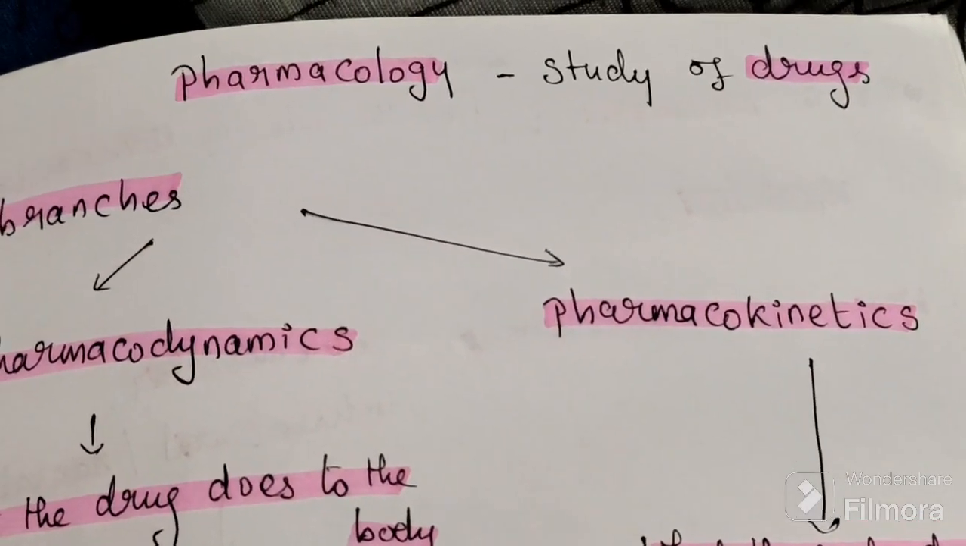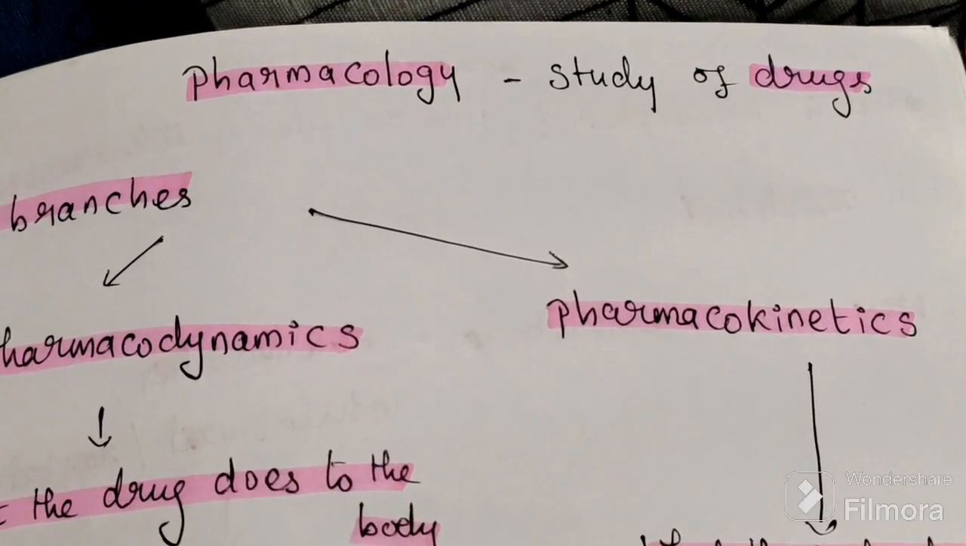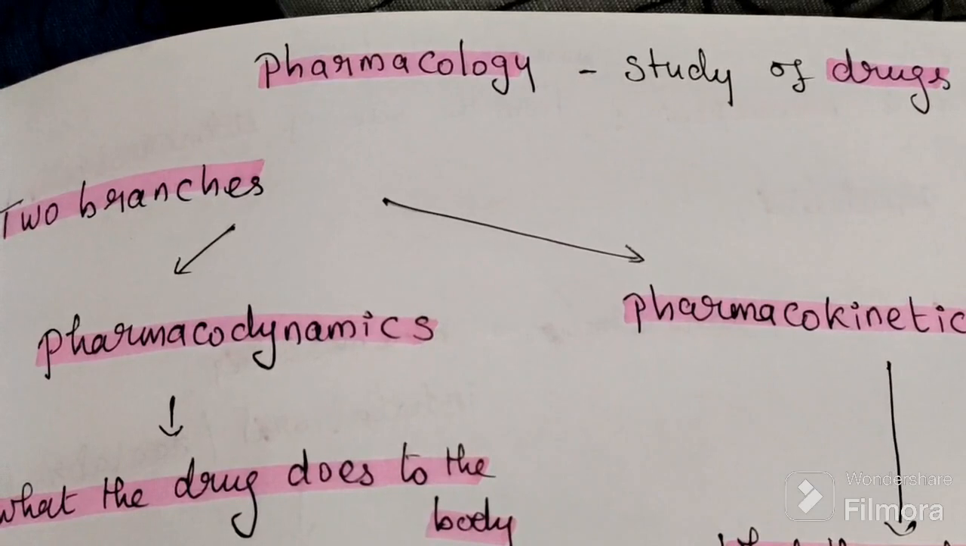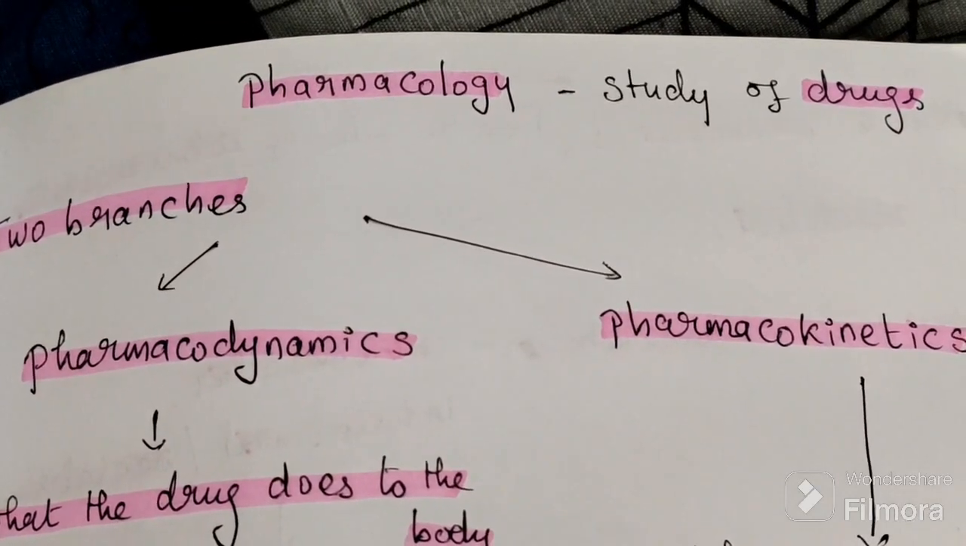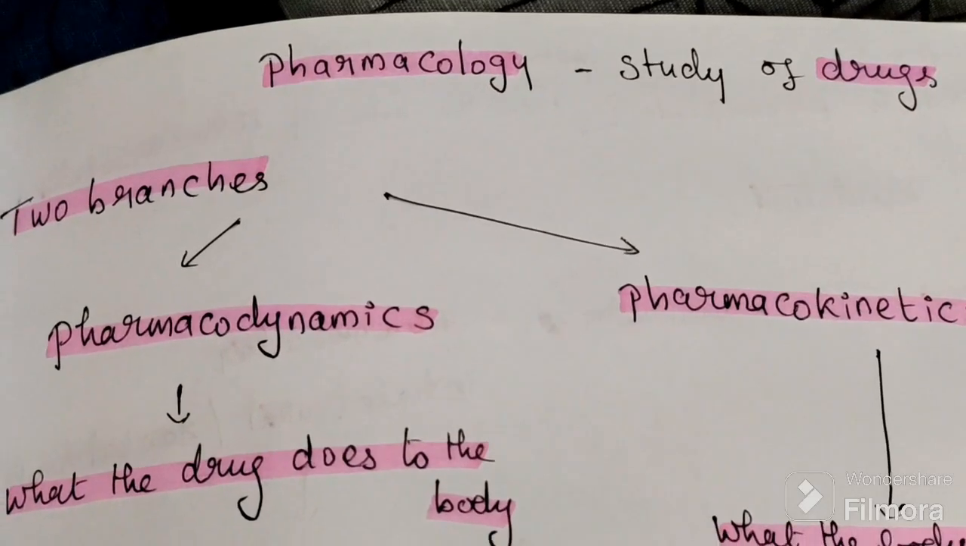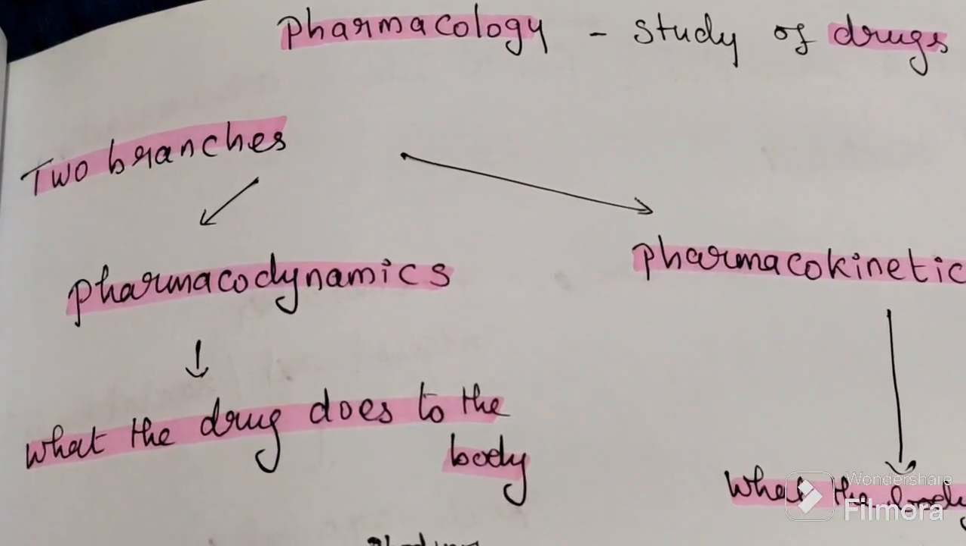In this video, we will discuss pharmacodynamics and pharmacokinetics. First, we want to know what pharmacology is. The study of drugs is called pharmacology. In pharmacology, we have two branches. What are the two branches of pharmacology?